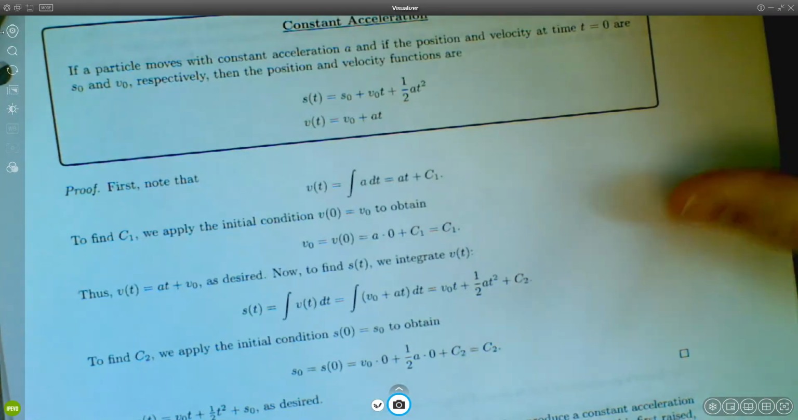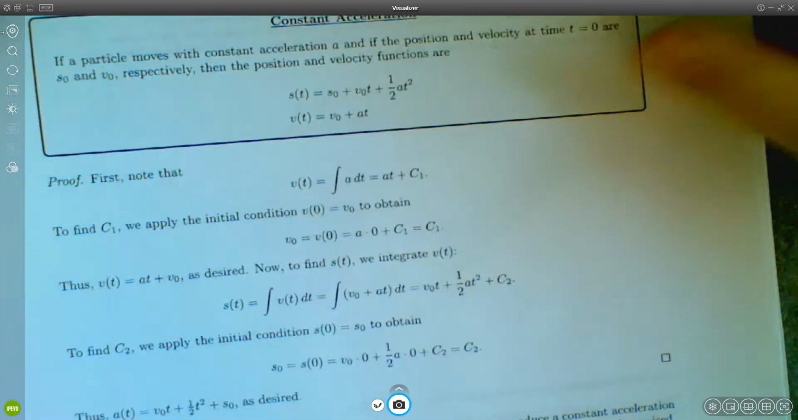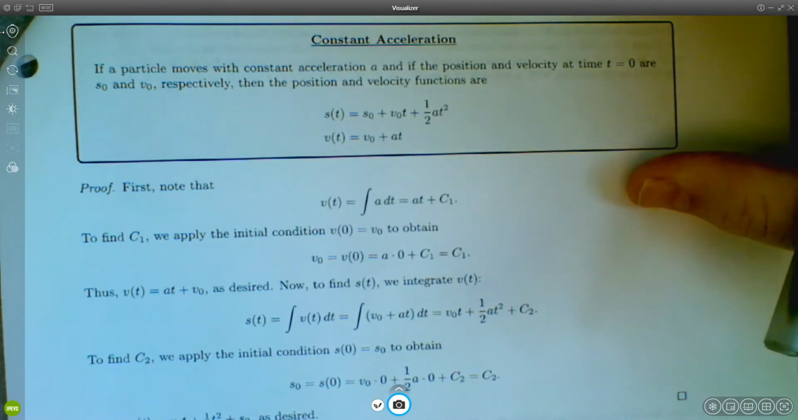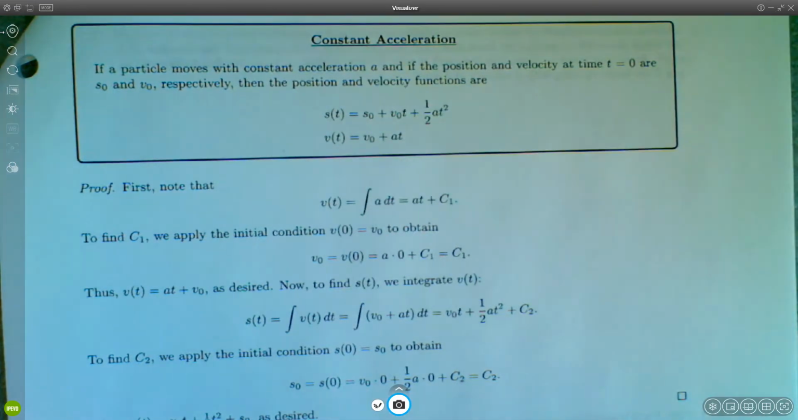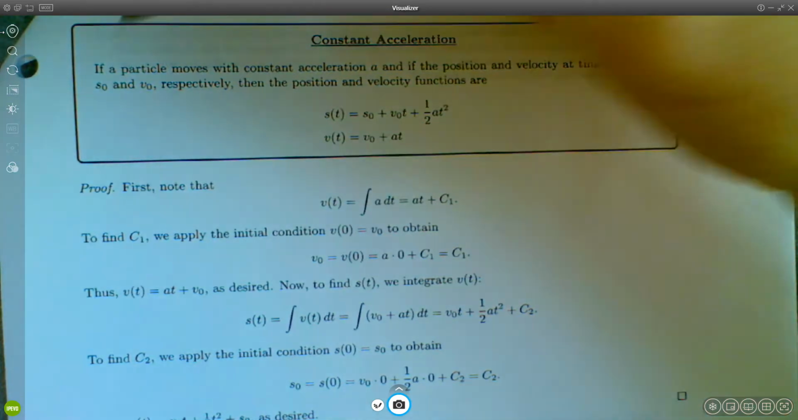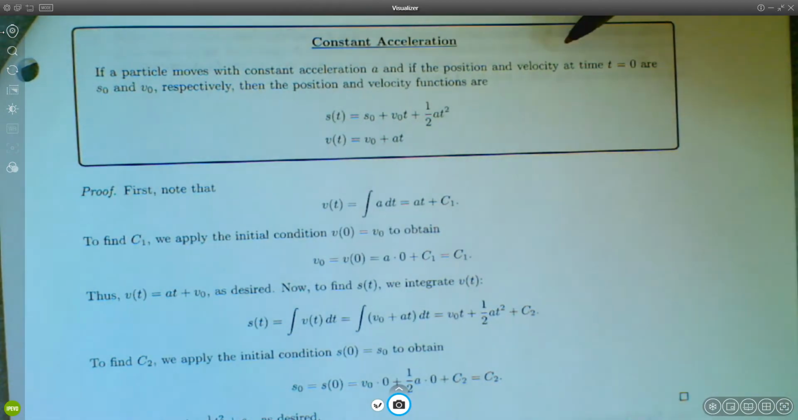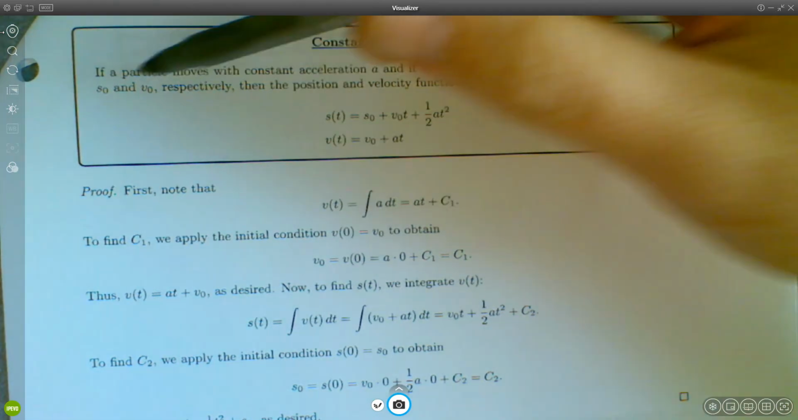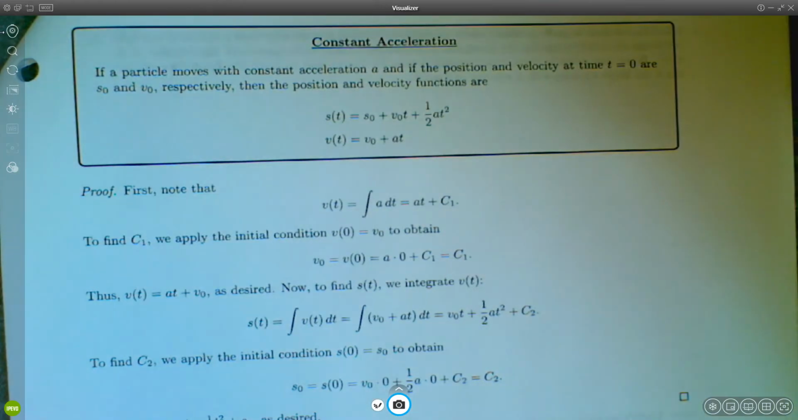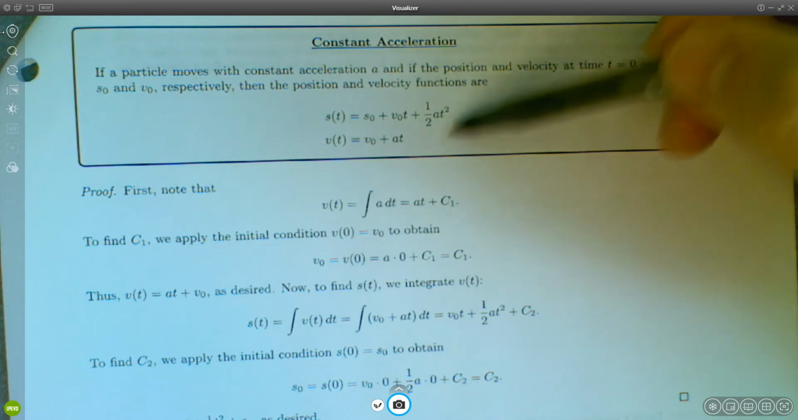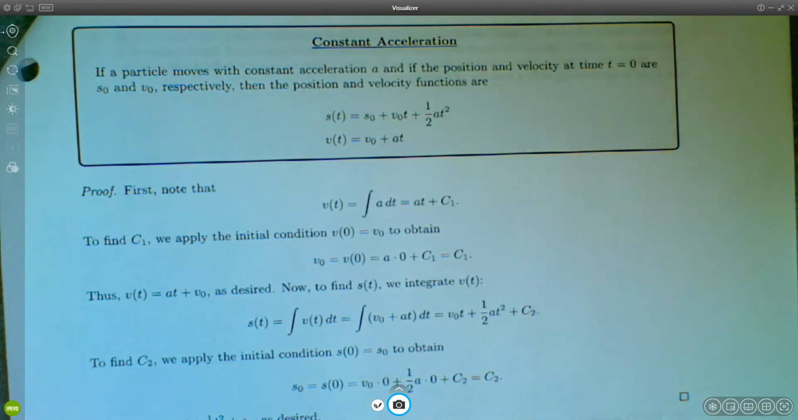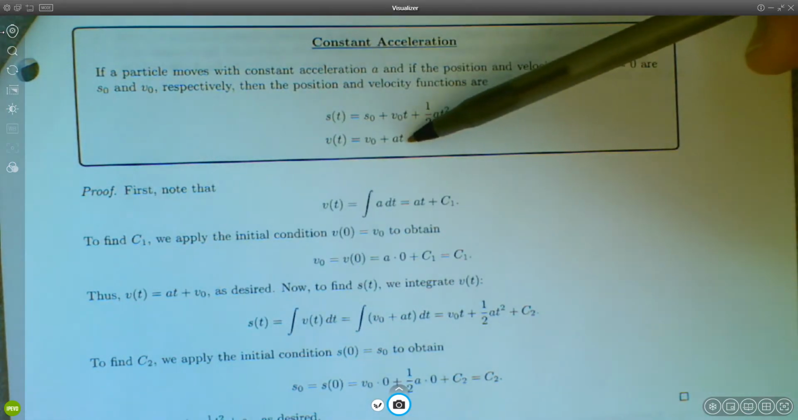Let's talk about acceleration, right? So we've talked about position and velocity a lot. Let's talk about acceleration, and in particular, let's talk about constant acceleration. So if the acceleration isn't changing, it's just like a constant value, right? So if a particle moves with a constant acceleration a, and if the position and velocity at time t equals 0 are s0 and v0 respectively, then the position and velocity functions are these two things, and we can prove this, right? So first of all, we'll get the velocity function.